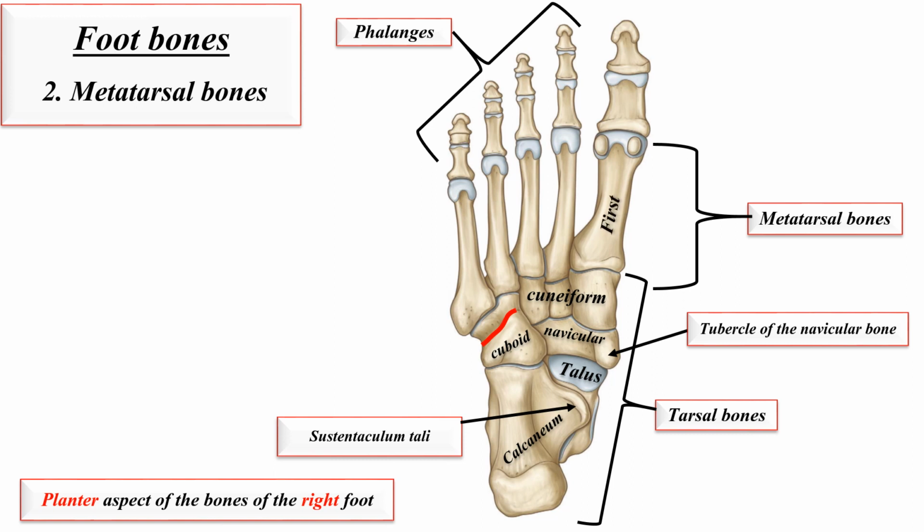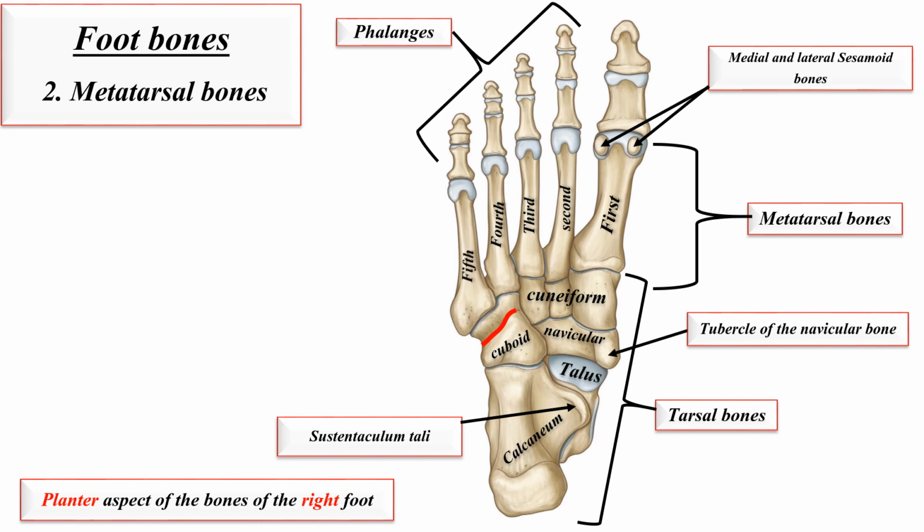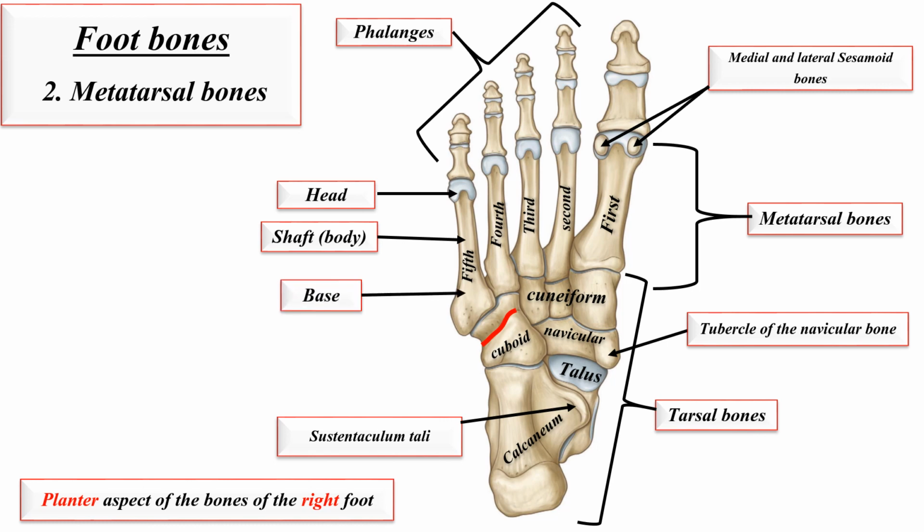This is the first metatarsal bone. It has two sesamoid bones, the medial and lateral sesamoid bones. Lateral to the first metatarsal bone, this is the second metatarsal bone, and this is the third, the fourth, and the fifth metatarsal bone. Each metatarsal bone has head, body, and base. Distally, this is the head. In the middle, this is the shaft or the body. Proximally, this is the base of the metatarsal bone.